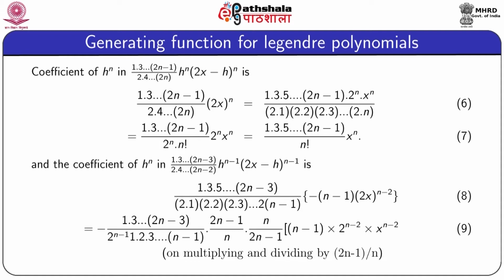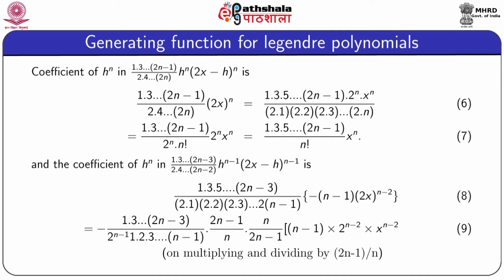We next find the coefficient of h to the power n in the expansion of the (n minus 1)th term, which if we simplify gives expression number 9. Now, please note, if we expand (2x minus h) whole to the power n minus 1, the first term is (2x) to the power n minus 1, and if you multiply it by h to the power n minus 1, it gives the coefficient of h to the power n minus 1, not h to the power n.